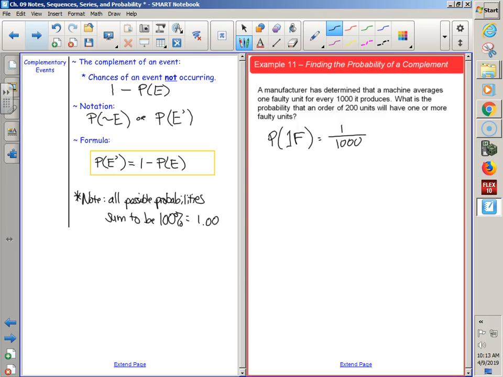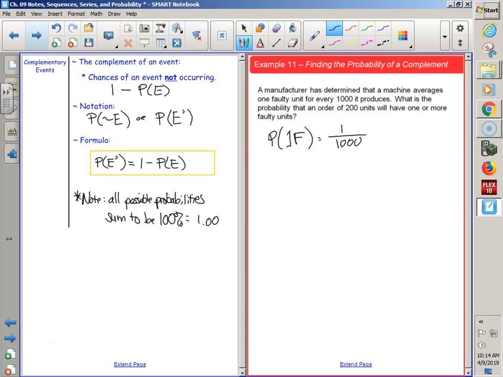Oh, the ors of that one. Could it have 1? Could it have 2? Could it have 3? Could it have 4? Oh, stink. Could it have 200? It seems very unlikely, but it could have 200 faulty units. Is it going to take forever to add up all those ors? 1 or 2 or 3 or 4, all the way up to 200? I don't want to add up all the ways this will happen.